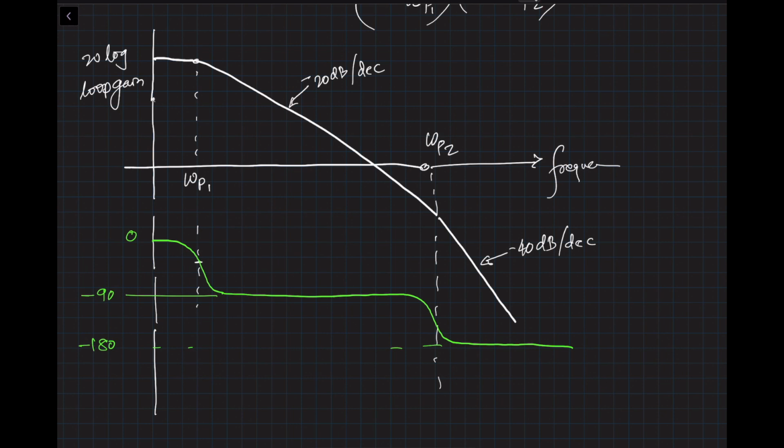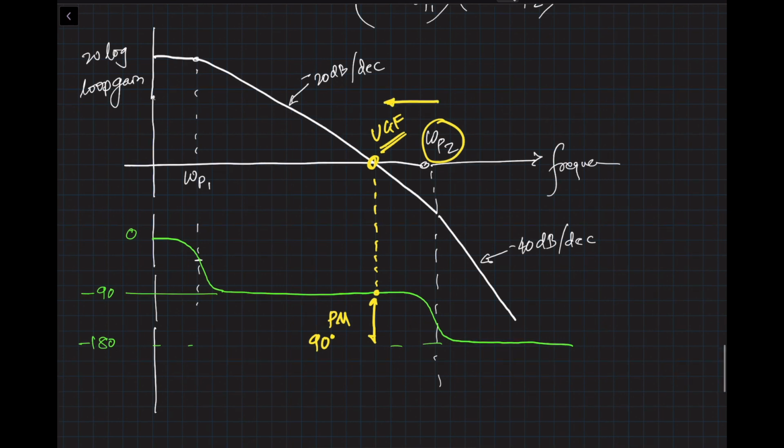So for the definition of phase margin, what we are looking for is, this is my UGF, unity gain frequency for the loop gain, and at that frequency, what is my phase? In this case, the phase of the loop gain is close to minus 90 degrees, and this would be my phase margin, which will also be 90 degrees. So this is good. The reason this is good is because this omega P2 is far away from the unity gain frequency. Now imagine if this omega P2 starts moving close to unity gain frequency.